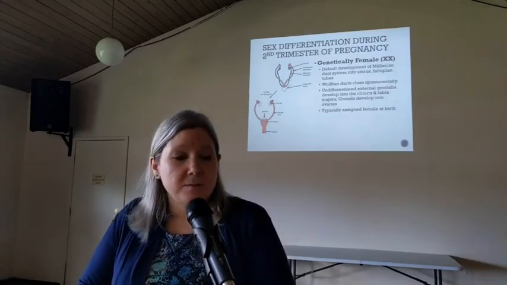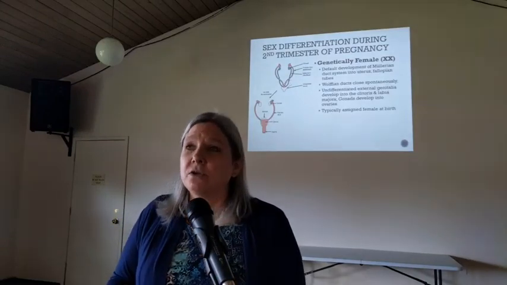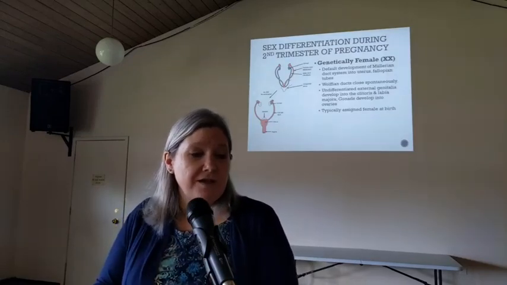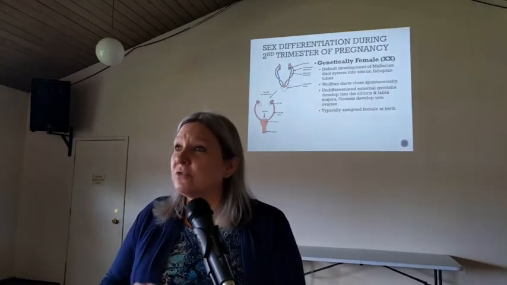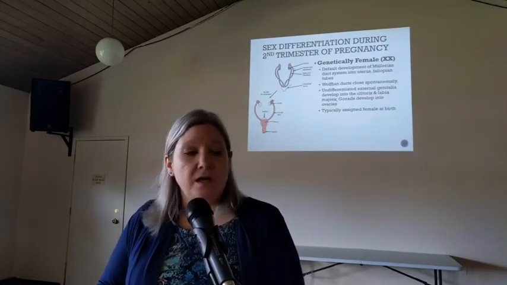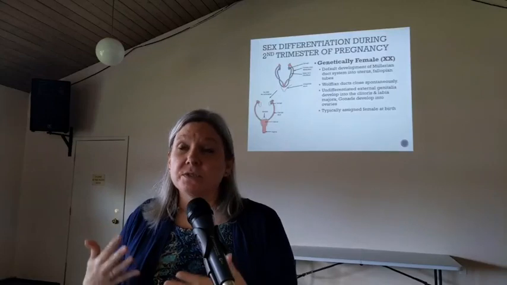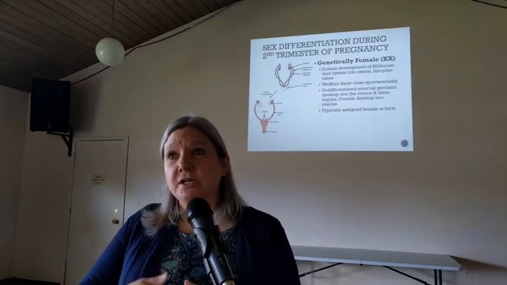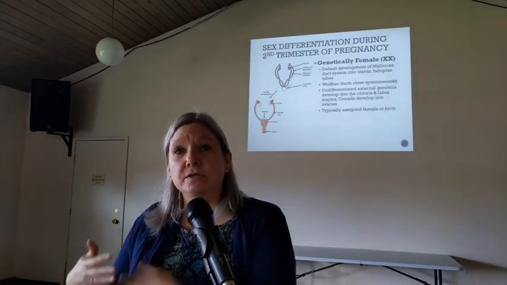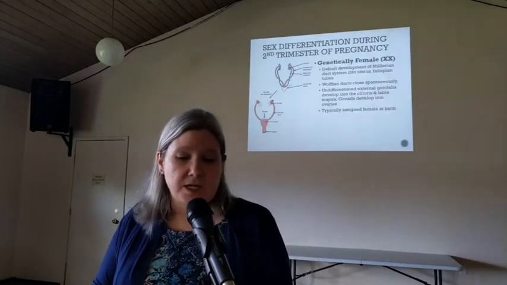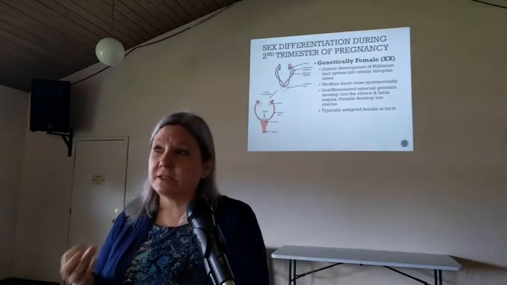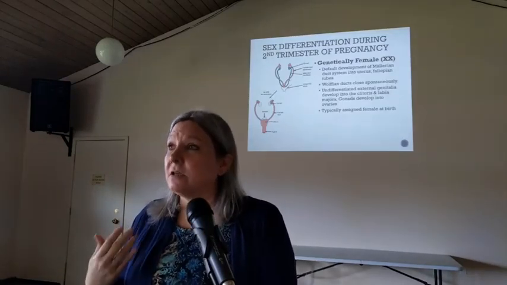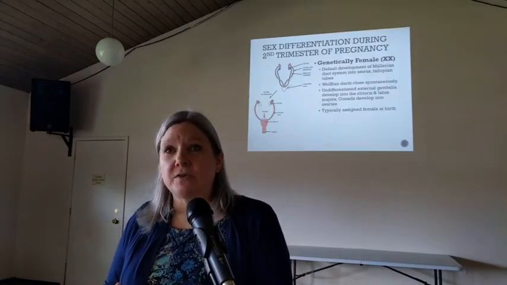The Mullerian system comes into play, develops into the uterus, the fallopian tubes, the upper part of the vagina, if you want to really get specific. The ducts that were the Wolffian ones close spontaneously a little bit later, and then those same tissues that became the external genitalia in a genetic male become the clitoris and the labia for the genetic female. The gonads then develop into ovaries instead of testes. They stay within the body, and these babies are typically assigned female at birth.